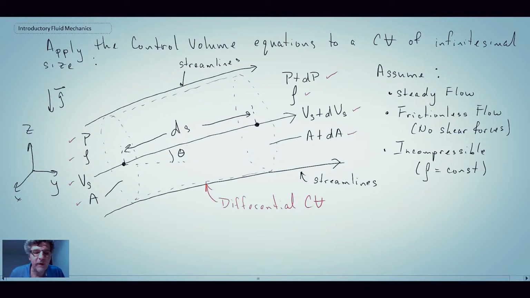So we want to apply control volume analysis, and we're going to use two different techniques. One is the continuity equation, mass conservation, and the other is F equals ma, or the linear momentum equation. So let's go about applying those two equations to this system.